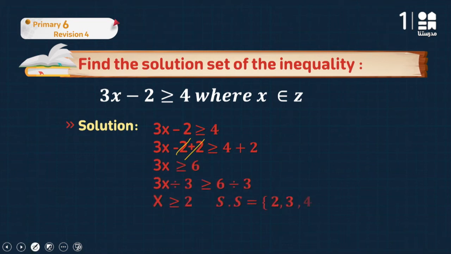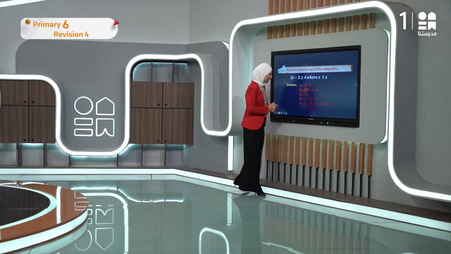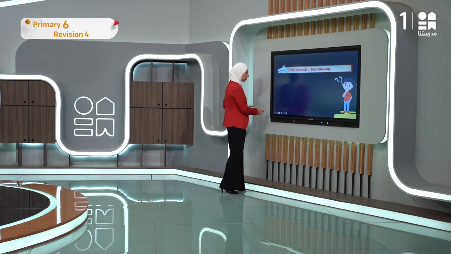هعمل divided the 3 for the two sides. Okay, I can write the divided in this form or I can write it in the fraction form as you wish. Okay, so 3x divided by 3 give me x, 6 divided by 3 give me 2. So the x will be greater than or equal to 2. So my solution set in z it will be 2, 3, 4 and so on. تعالوا ناخد الاكسرسايز اللي بعده.